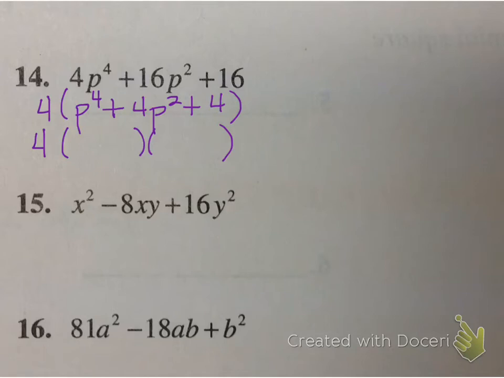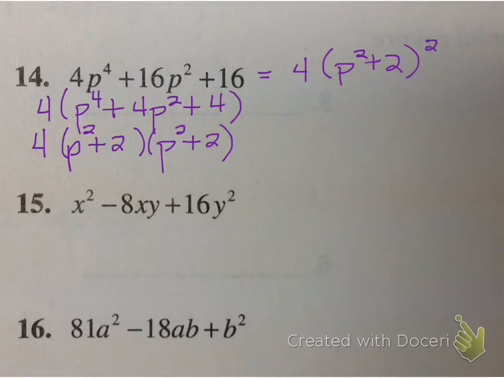The first term of my trinomial is p to the fourth, so I know that p squared and p squared are going to be my first terms. My second sign is a positive, which tells me my signs have to be the same. And since my first sign is also positive, both of my signs have to be plus signs. Factors of 4: we have 1 and 4 or 2 and 2, but we need to add up to get a positive 4, so it must be 2 and 2. So the final answer would be 4, that was our GCF, and p squared plus 2, and all of that squared.